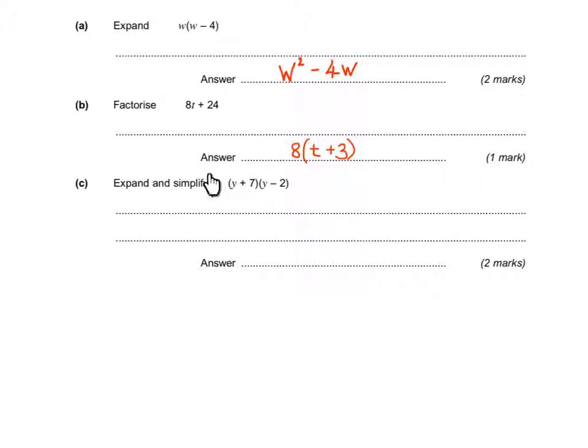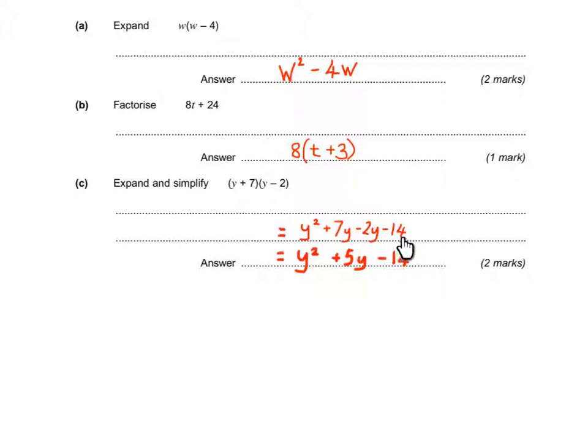Question C, expand and simplify. Now, these ones with two brackets, you've got to remember that it's everything in the first bracket times everything in the second. So y times y is giving me y squared. 7 times y is giving me 7y. The other y times the minus 2 is giving me minus 2y. And finally, 7 times minus 2 is giving me minus 14.